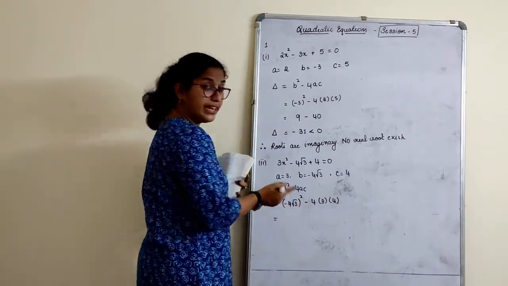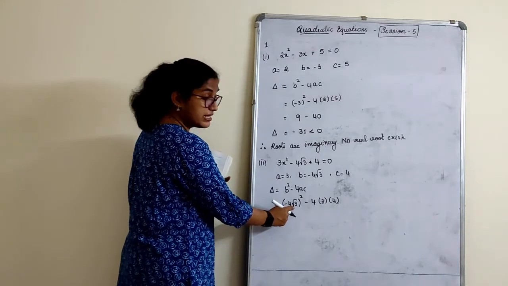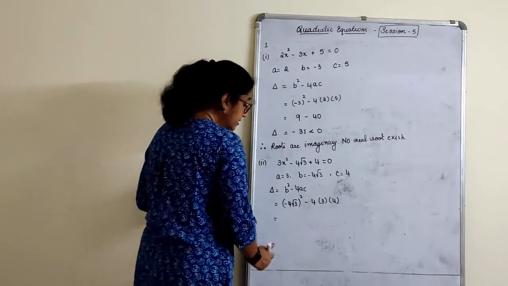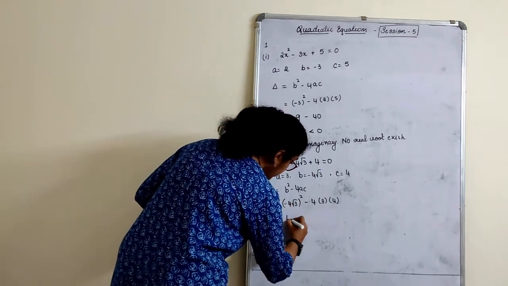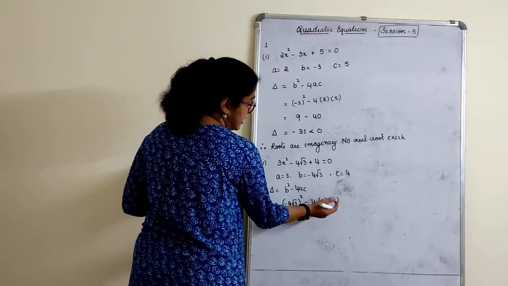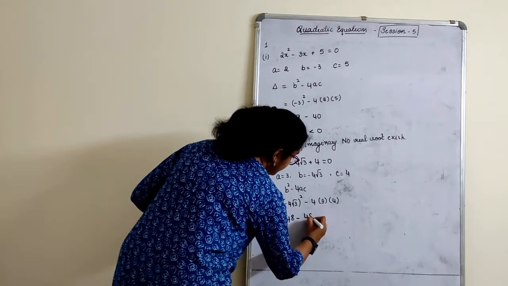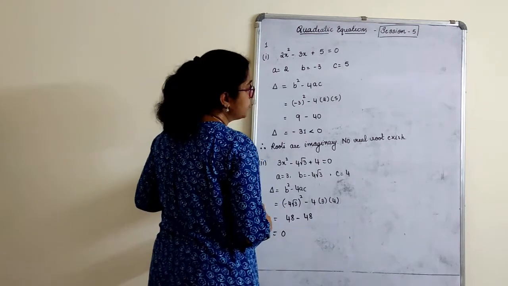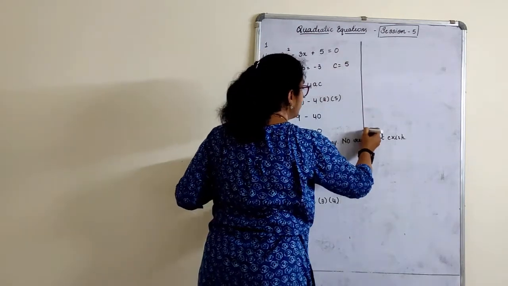4 square is 16. 16 root 3 whole square, square and root get cancelled. So 16 3s are 48 minus 4 4s are 16, 16 3s are 48. Answer is 0. Delta is equal to 0. I'll do it here, children.